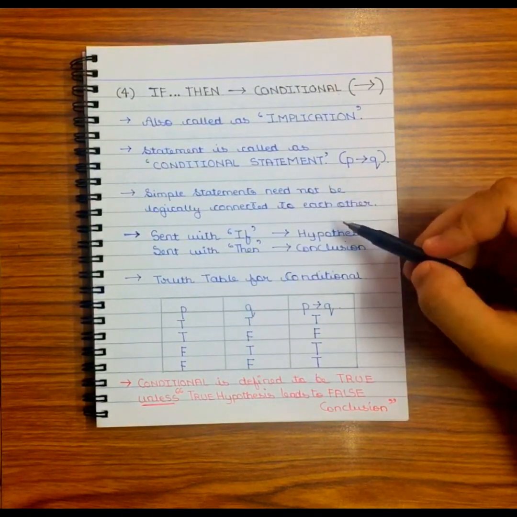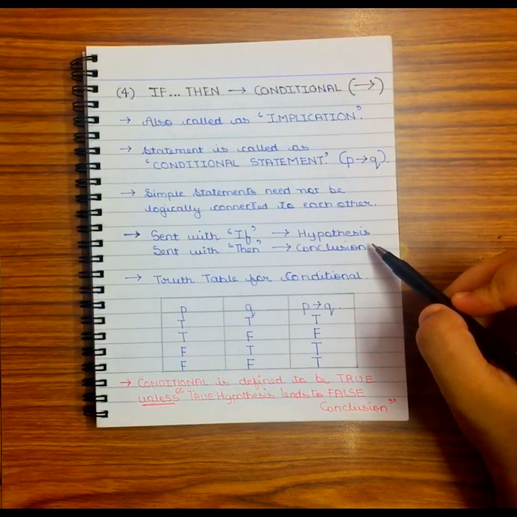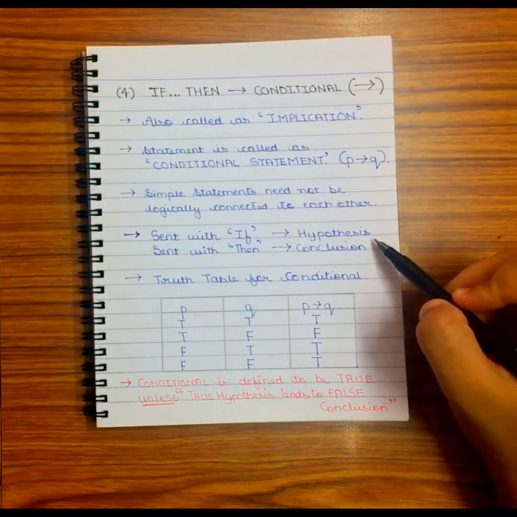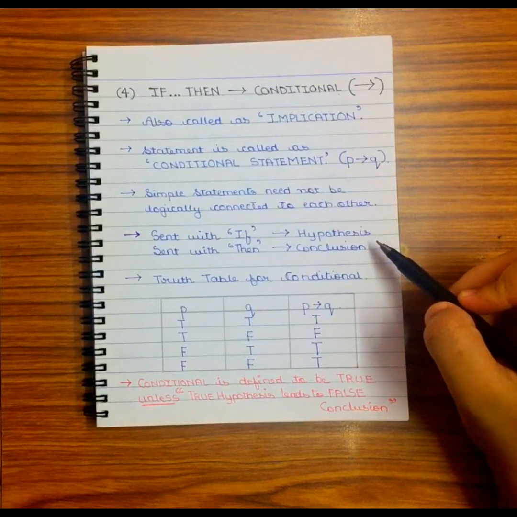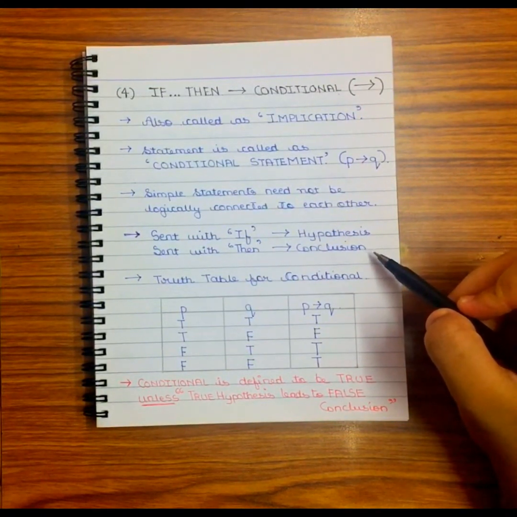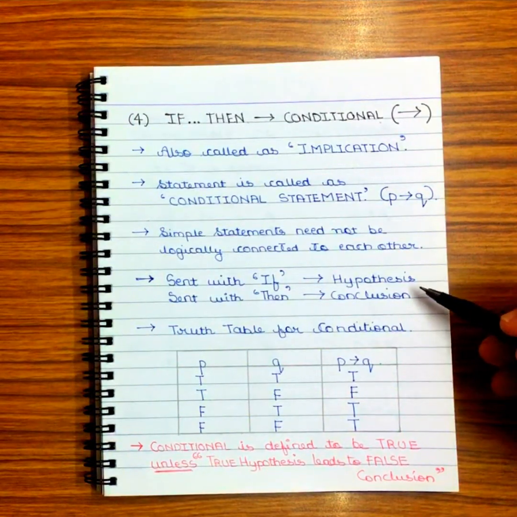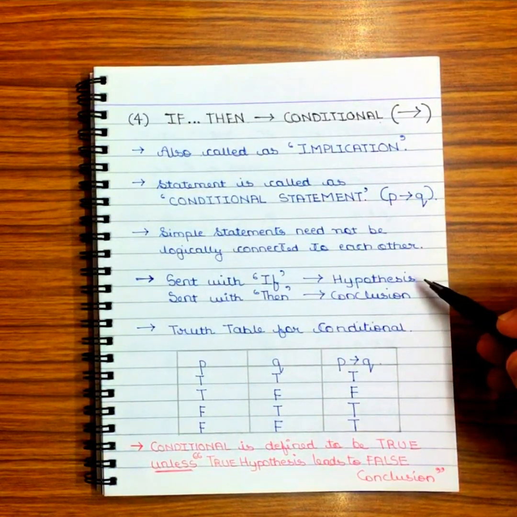Okay, now the sentence which contains the if part is called a hypothesis, and the sentence which contains the then part is called its conclusion. For example, if it is cloudy then it will rain. So in this example, if it is cloudy is called the hypothesis, and then it will rain is called your conclusion.